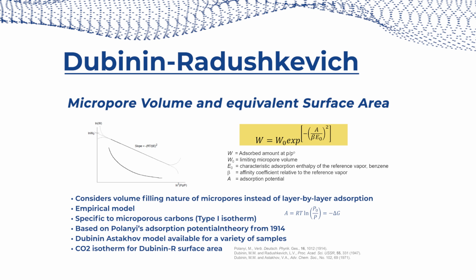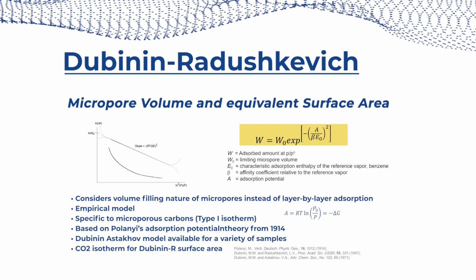The Dubinin-R equation is highlighted in yellow, where W is the adsorbed amount at a relative pressure, W naught is the limiting micropore volume, E naught is the characteristic energy of the reference vapor, which is benzene. Beta is the affinity coefficient of the adsorptive gas that is used to collect the experimental isotherm, which is relative to the reference vapor. And finally, A is the adsorption potential. The A over beta times E naught is squared in the Dubinin-R equation, and this is the only change that is made for the Dubinin-Radushkevich equation to N, which can be user-defined to better fit the linear regression.